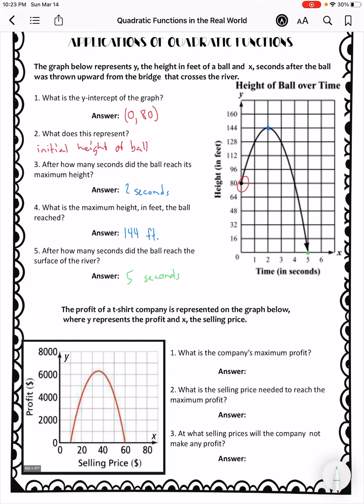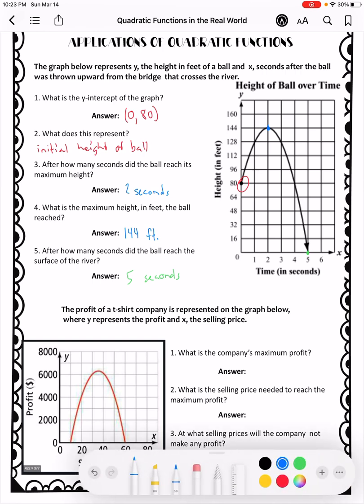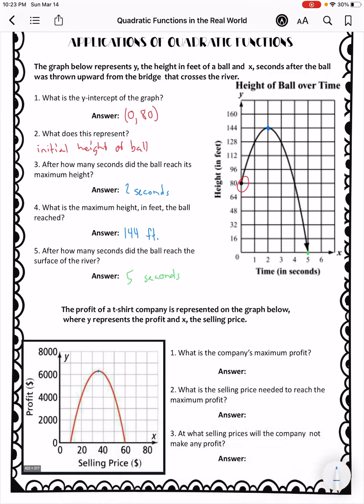All right, again, looking at a second one, it says the profit of a t-shirt company is represented on the graph below. Y represents the profit, and X represents the selling price. Again, they want to know what the maximum profit is going to be. So we would look at that, and we would have to figure out the point where our vertex would be. So again, that vertex is going to be approximately right here. So we're looking at around 60. It looks probably about $6,200 would be the maximum profit that they can make off this t-shirt.